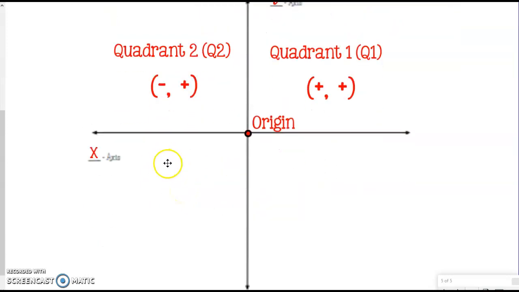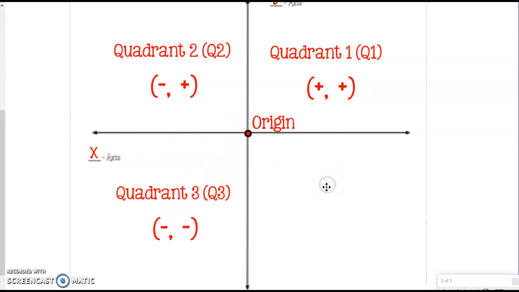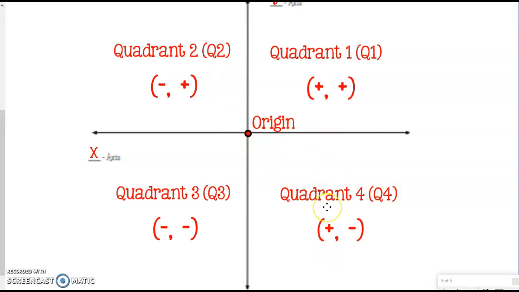Okay, quadrant 3 goes right down here. And to get into quadrant 3, we move to the left and down. So that means we're going to have a negative x and a negative y. And then the last one over here is quadrant 4. To get in quadrant 4, we have a positive x, negative y. So the opposite of quadrant 2.